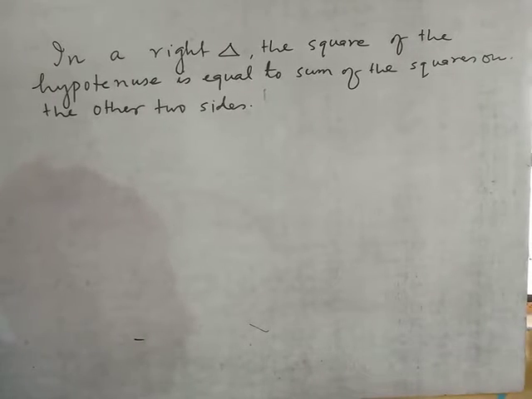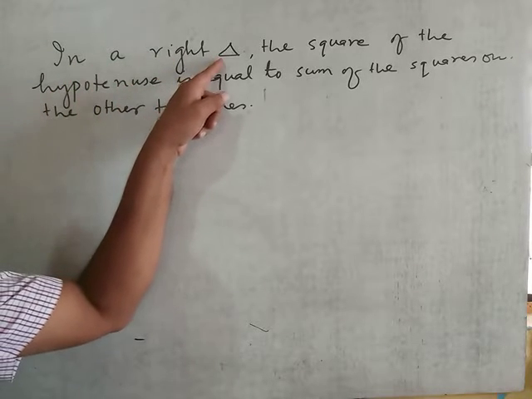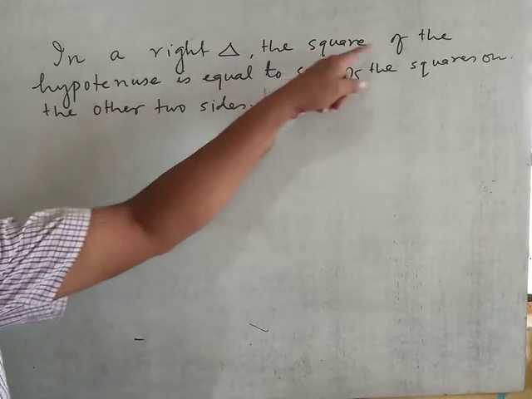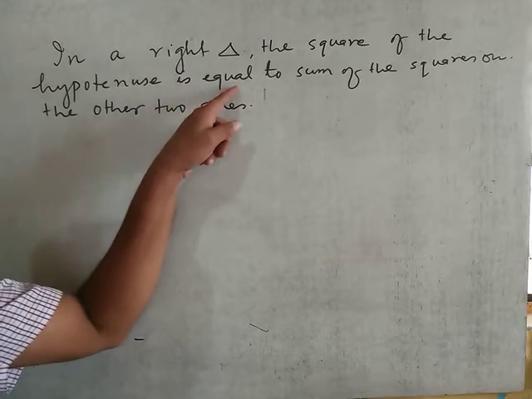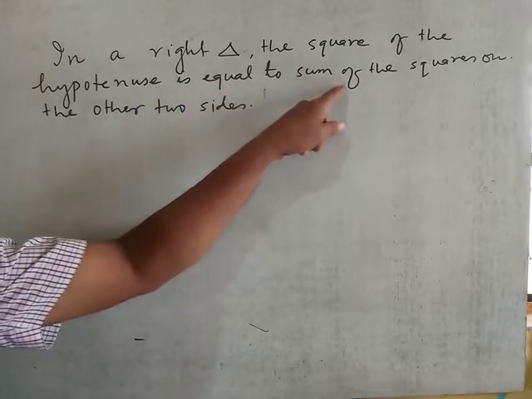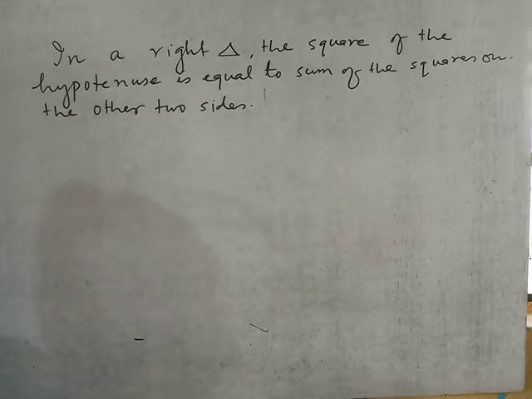So this, okay, I am going to prove it. Just watch. See, this is the statement of Pythagoras theorem. In a right triangle, the square of the hypotenuse is equal to the sum of the squares on the other two sides.